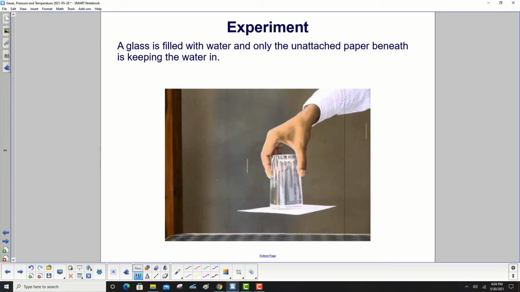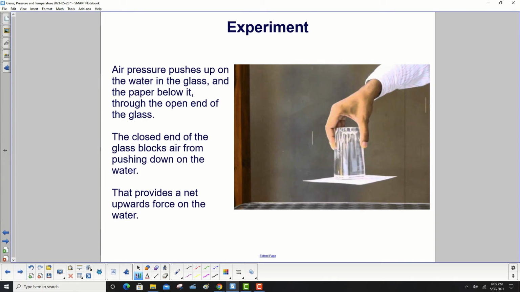A glass can be filled with water with only the unattached paper beneath it keeping the water in. Once again, we have air pressure pushing up on the water in the glass and the paper below it through the open end of the glass. The closed end of the glass up here blocks air from pushing down on the water. That provides a net upward force on the water and keeps it in the glass.